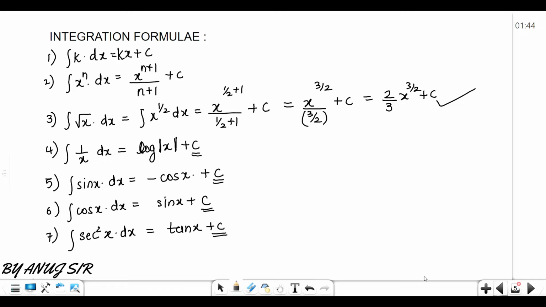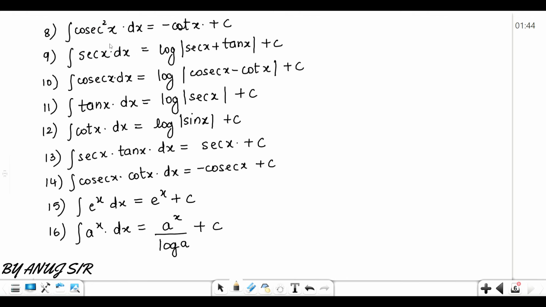Next part, integration of cosec square x gives you minus cot x. Integration of sec x is log of mod sec x plus tan x. Integration of cosec x dx will be again log of mod cosec x minus cot x. Then we have the integration of tan x, which is log of sec x, and integration of cot x, that will be log of sin x. Next we have the integration of sec x into tan x. Both are multiplied, so the value would be sec x plus c.